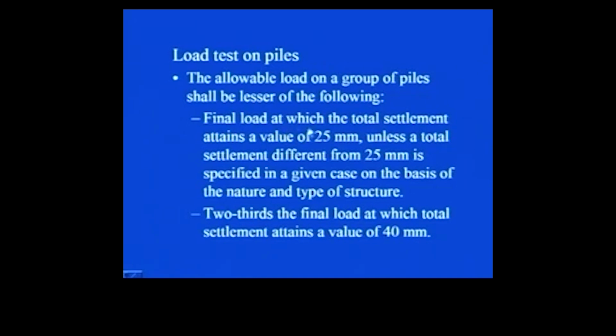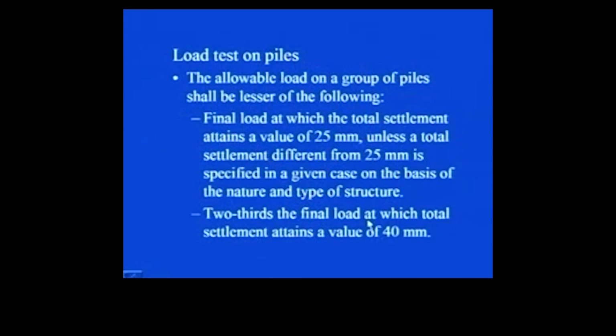The first is the final load at which the total settlement attains a value of 25 mm, unless a total settlement different from 25 mm is specified in a given case on the basis of nature and type of structure. As it was 12 mm in case of single pile, in case of group of piles this settlement value is 25 mm. So, whatever is the final load where the pile has achieved this 25 mm of settlement, or whatever is mentioned depending on the type and nature of the structure, that final load you can consider to be the allowable load as far as this particular criterion is concerned.